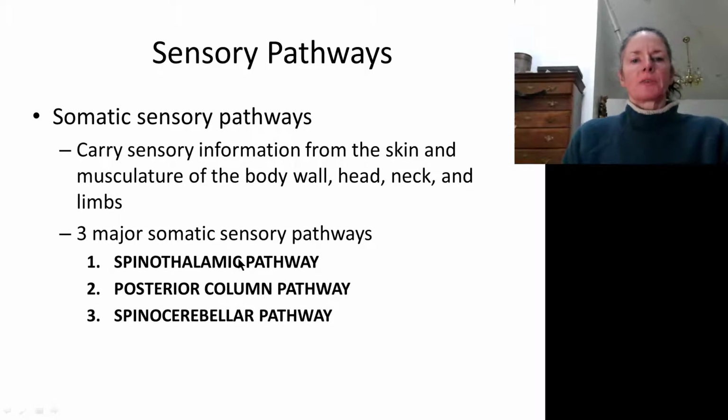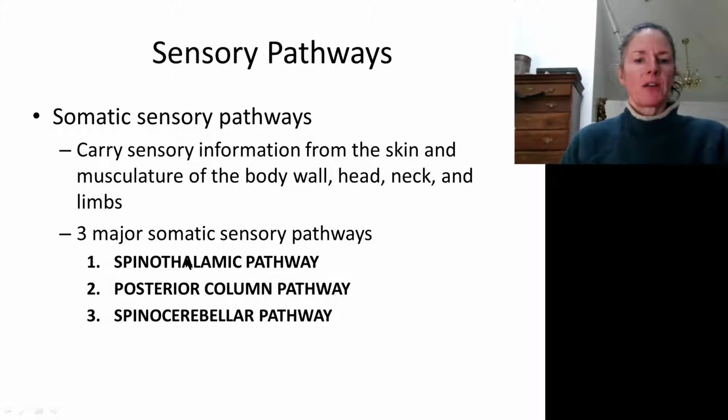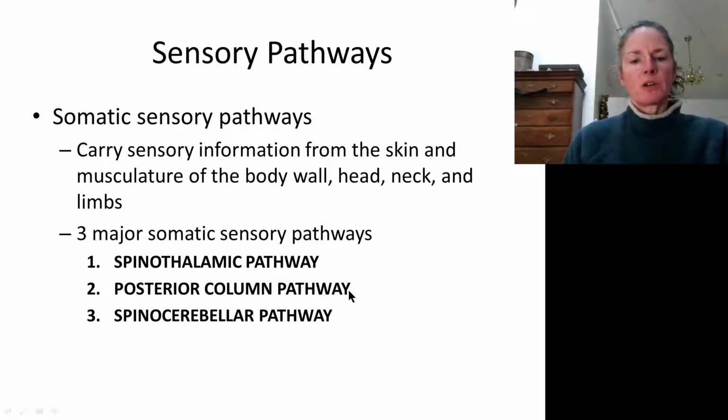All right, let's look at some of our somatic sensory pathways. We've got three major ones that we're going to tackle today. We're going to look at the spinothalamic pathway, which, as the name implies, the second-order neuron is going to have its cell body in the spine, somewhere in the spinal cord, and it will synapse in the thalamus. From this, we will have a third-order neuron arising from the thalamus going to our primary somatosensory cortex.